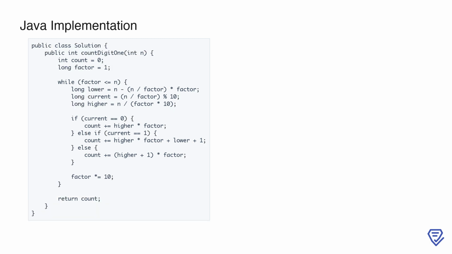This is the Java implementation for LeetCode problem number 233, Number of Digit One. It mirrors the logic of the Python solution provided, using Java's type system and syntax. Key differences include explicit type declarations, e.g., long for large values during multiplication, and a class structure with the method countDigit1 to compute the result. The logic iteratively calculates the count of digit 1 for each place value, leveraging modular arithmetic to split the number into higher, current, and lower parts for each factor of 10.